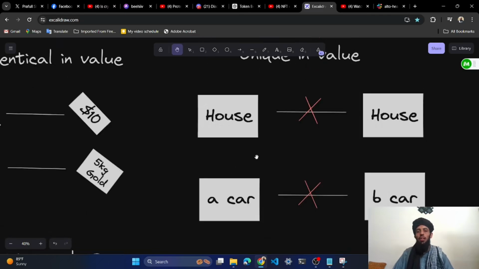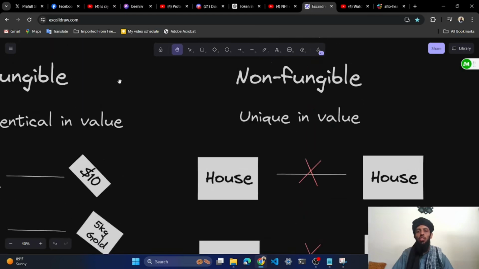A similar thing applies to cars: this is car A from company A and this is a car from company B. Both of them are cars, but they are from different companies, and that's why they are not identical. This one is unique in itself, and this one is unique in itself. So both of them cannot be interchanged or exchanged. I hope you understood what a fungible token and a non-fungible token are.